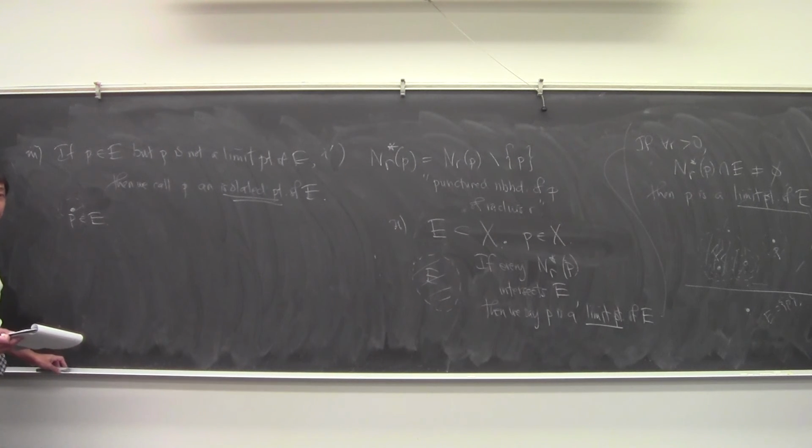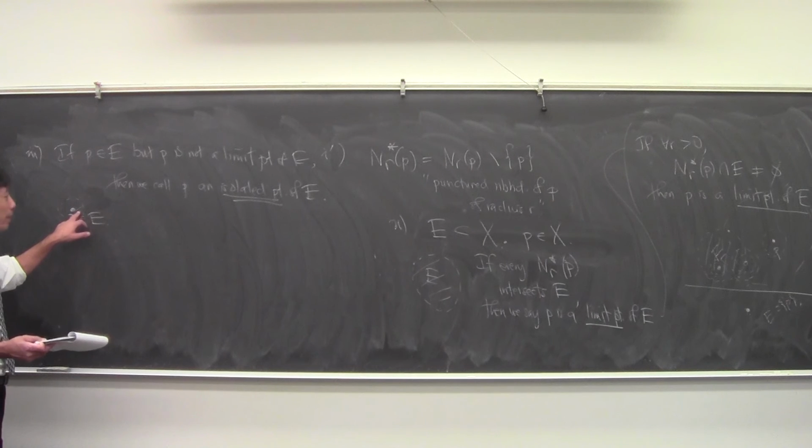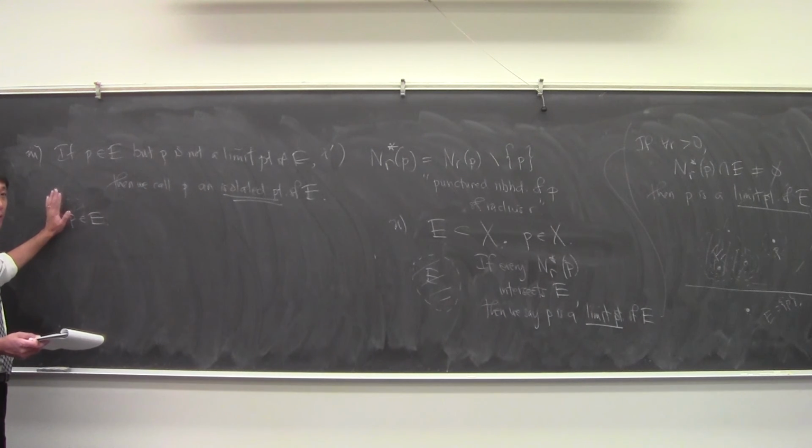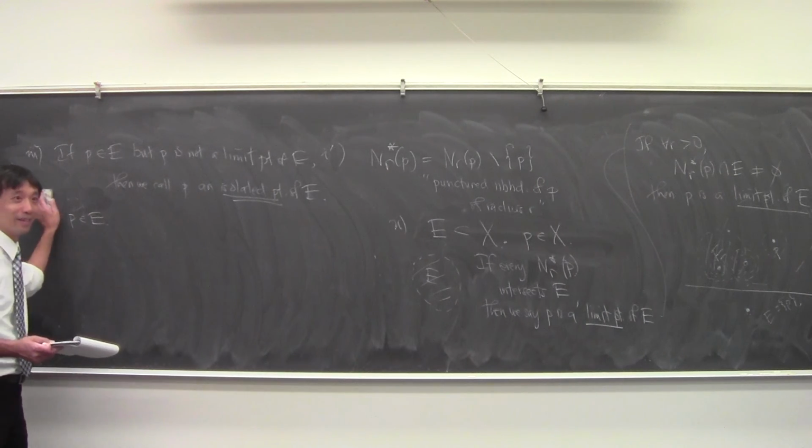But Professor, if P is in E, wouldn't we always have at least some point of intersection with E? P is in E, but if we're asking whether it's a limit point or not, we look at the punctured neighborhood, right? We don't pay attention to P itself. So for him to not be a limit point means that there's some punctured neighborhood where there's nobody else in there. But there would be at least some points in E. P itself is in E. But not the area around it.